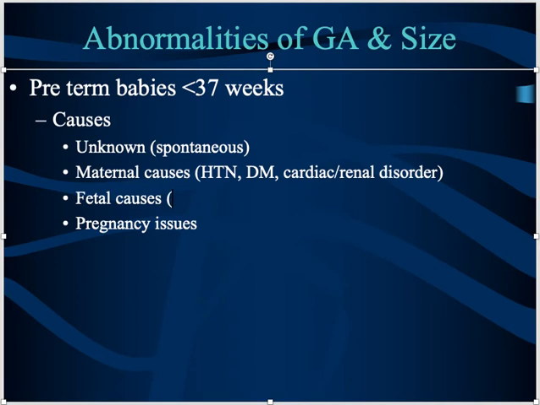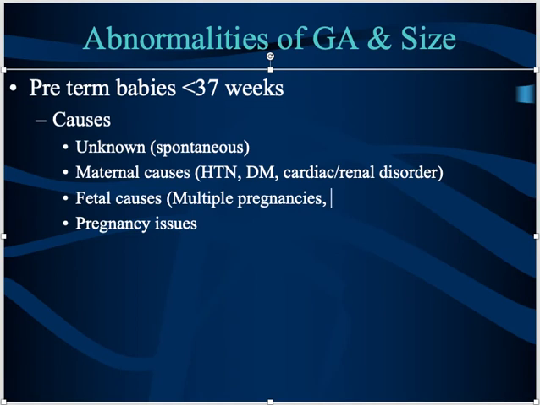In the fetus, one of the fetal causes which is very, very important is twin pregnancy. You can say multiple pregnancy, because it could be triplets. So with multiple pregnancies, all the mothers who are pregnant and carrying more than one fetus, there are higher chances that the labor will start prematurely.